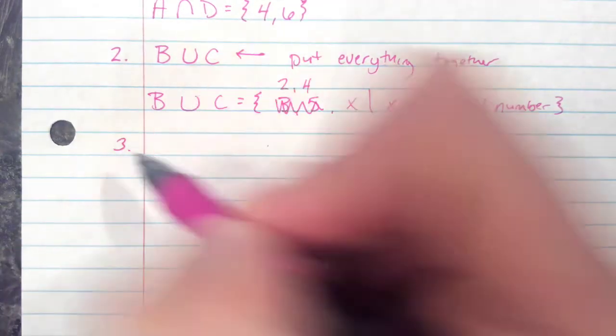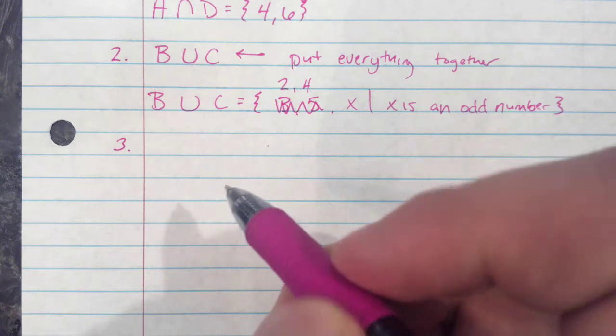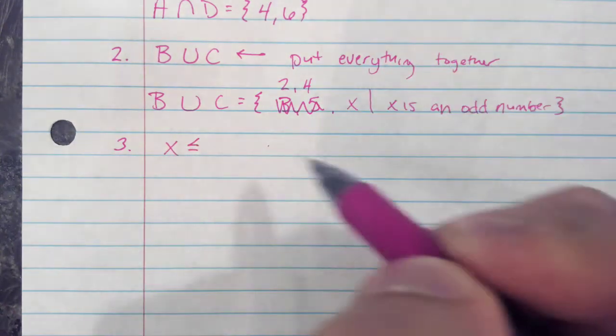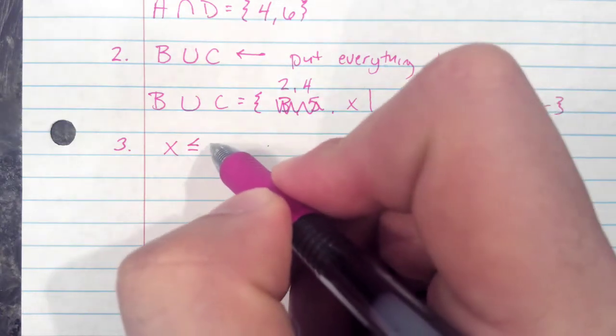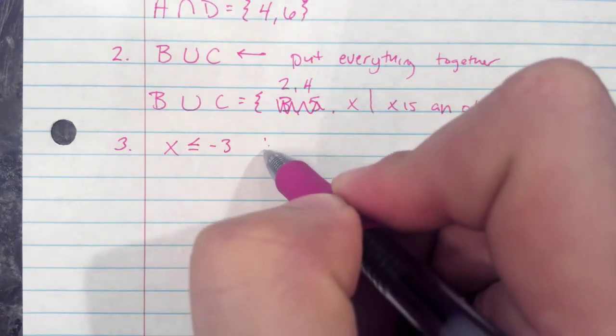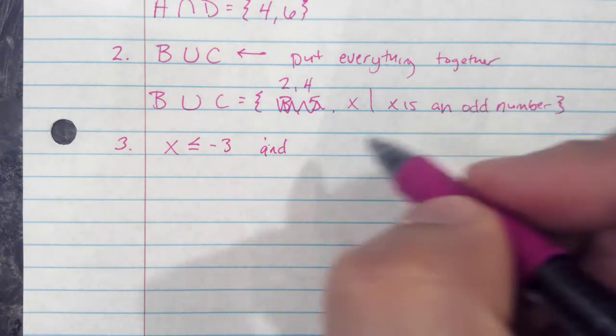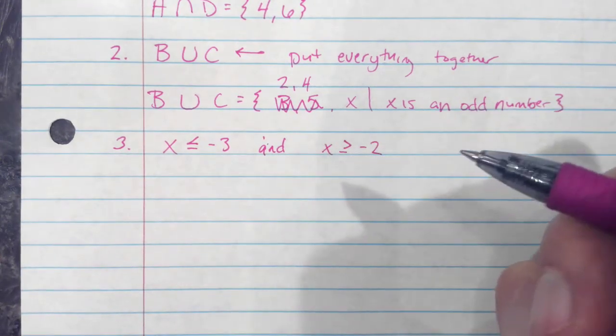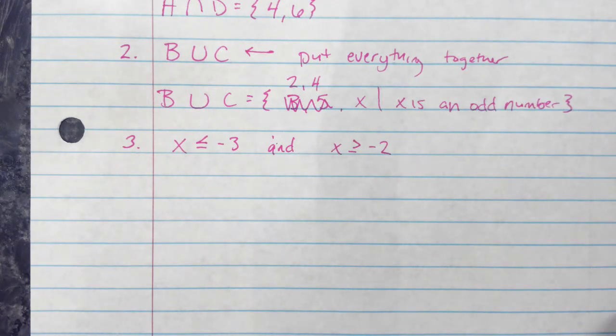Okay, let's look at some actual compound inequality ones. So the first one's going to be nice and easy. They're already going to be solved for us. X is less than or equal to negative 3, and x is greater than negative 2. Okay, so let's say you've already solved some problems. This is the solutions you got.